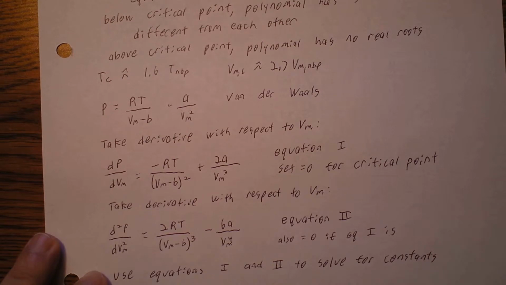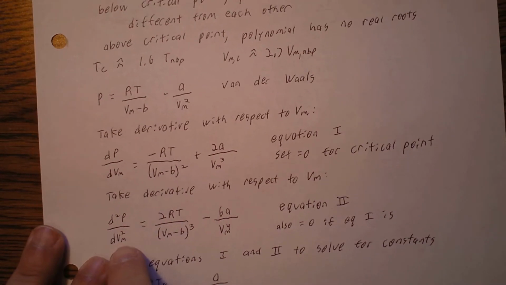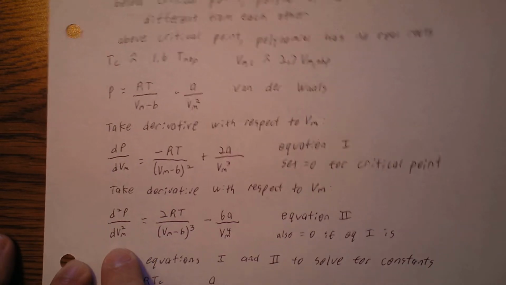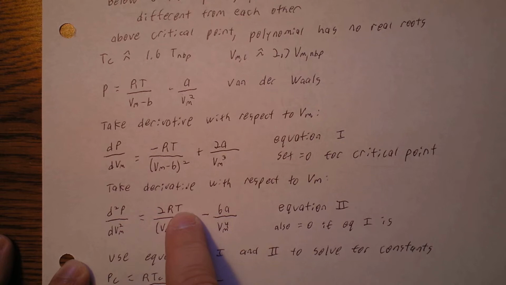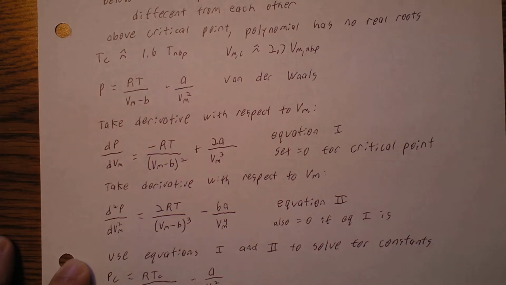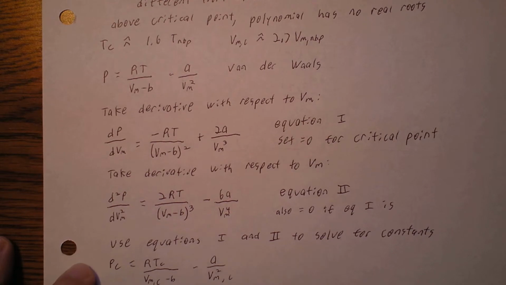Now we're going to take the derivative of equation 1 with respect to molar volume. So we get the second derivative of pressure with respect to molar volume is equal to 2 times the gas constant R times T divided by the quantity molar volume minus B cubed, minus 6 times the correction term A over molar volume to the 4th. We'll call this equation 2. And we're going to say this is equal to 0, too, since we're looking for an inflection point.